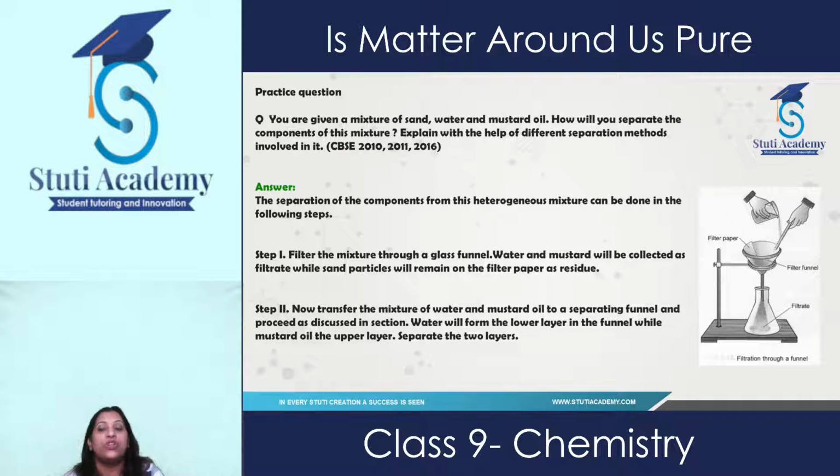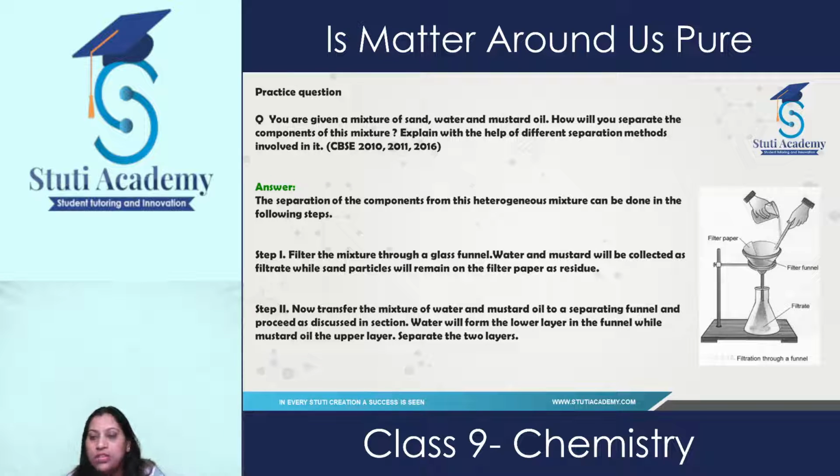And what type of question can come in the exam on the basis of this? For example, you are given a mixture of sand, water and mustard oil. How will you separate the components of this mixture? Explain with the help of the different separation methods involved. We have a mixture of sand, water and mustard oil. Now, filter it using filter paper through a glass funnel. The first step is, because it is a heterogeneous mixture, a combination of three things, we need to use the filtration method.